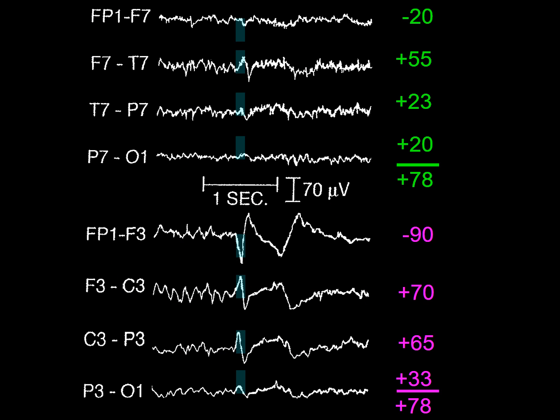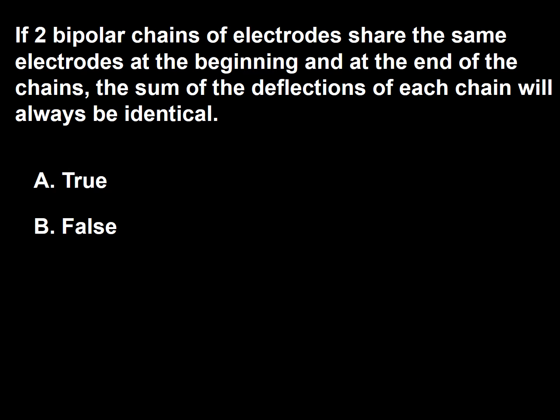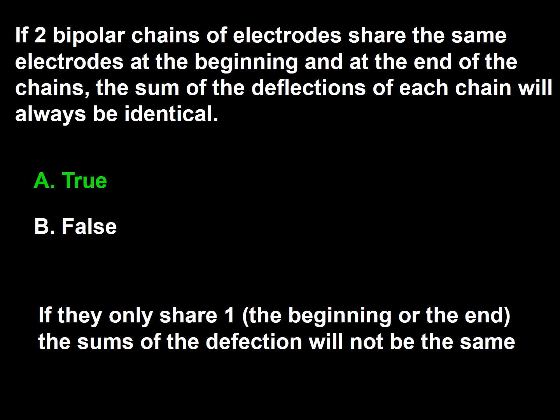In such a situation, the sum of the deflection of each chain, that is, in this case, the temporal running chain and the central running chain, both add up to the same voltage, in this case to positive 78. So the answer to this question is true.